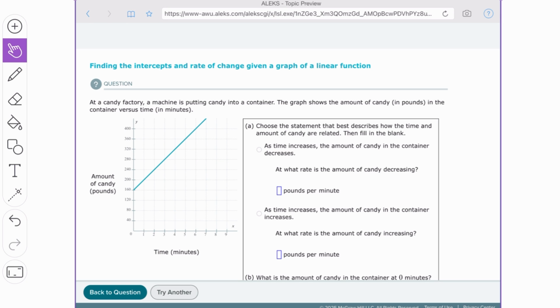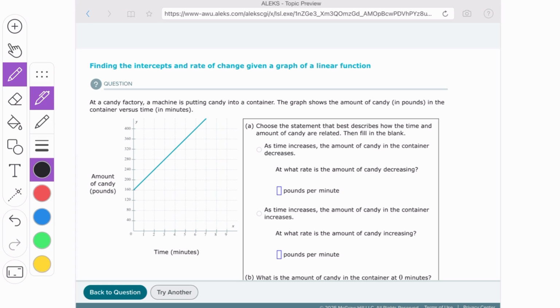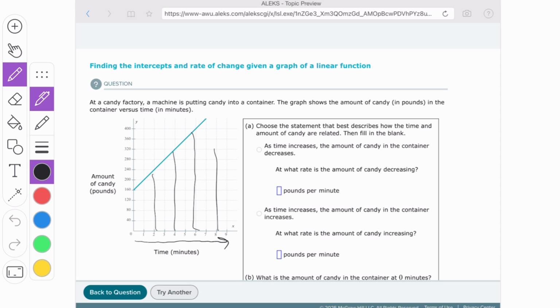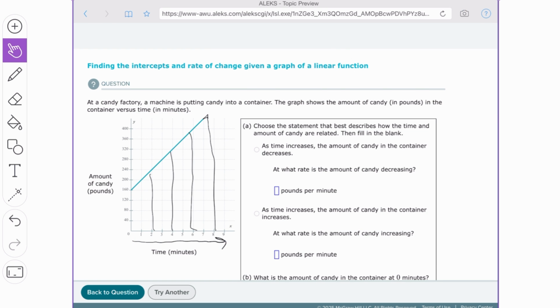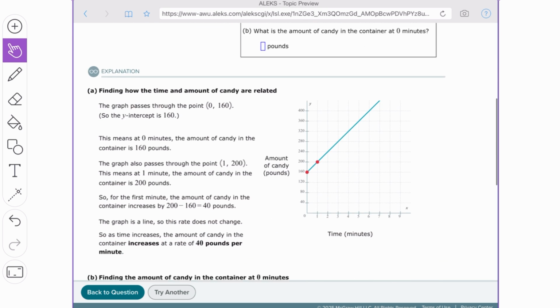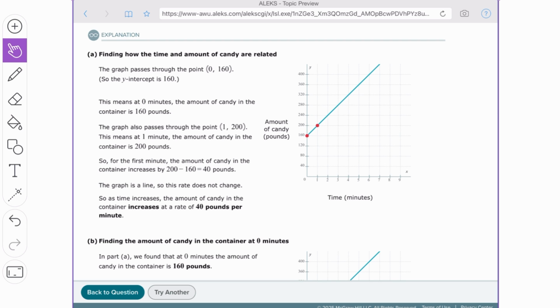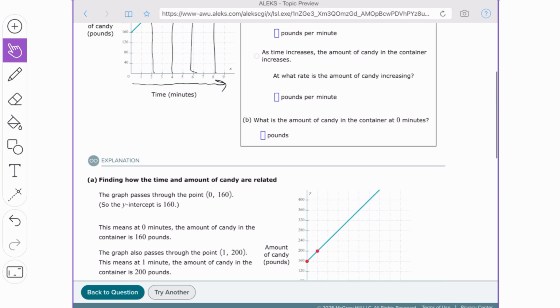It's rising. So as we move to the right, I'll draw a little arrow. As we move to the right in time, we also move up. I'm just going to pick just some of this area, okay? So we're rising, all right? So if you look here, it says the graph passes through the point 0, 60. So there is a y-intercept, okay?